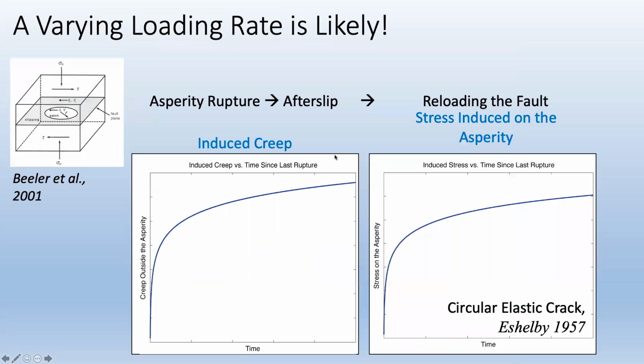So what we think is actually happening is a two-step process. First, we think we have a rupture on our asperity, or a rupture on our repeating earthquake, and that's going to cause afterslip in the area outside of our asperity. This is going to have a nonlinear loading rate. And the relaxation of this creep is actually going to reload the fault.